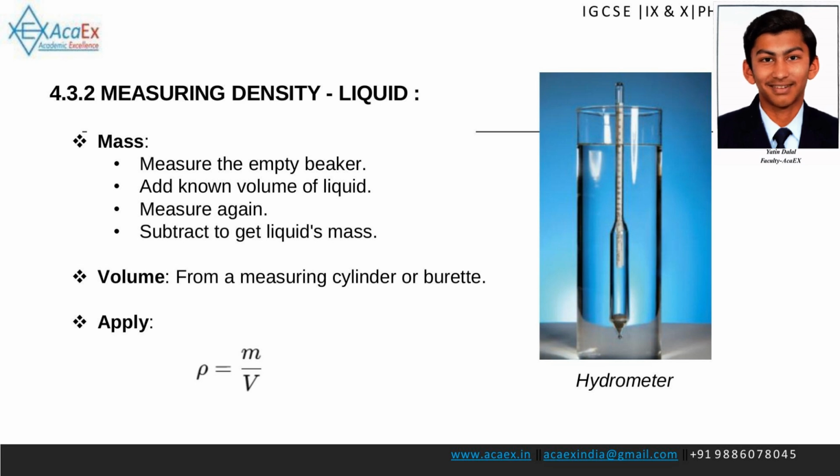To find the density of a liquid, first, find the mass. Measure the mass of an empty beaker. Add a known volume of the liquid and measure the mass again. Subtract the first measurement from the second to get the liquid's mass. Next, find the volume using a measuring cylinder. Finally, apply the density formula, ρ equals mass divided by volume.